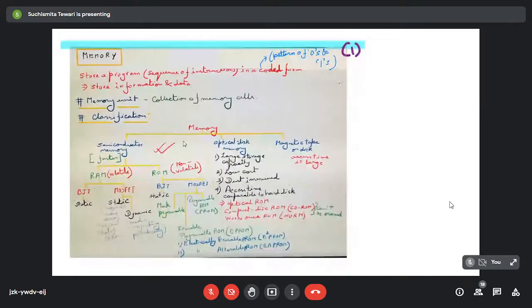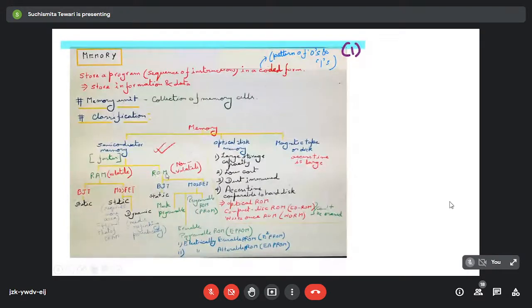Now there are two types of memory. You are very much familiar with these two names. One is RAM, another one is ROM. What is the abbreviation of RAM? RAM means random access memory. And what is the abbreviation of ROM? It is read only memory.